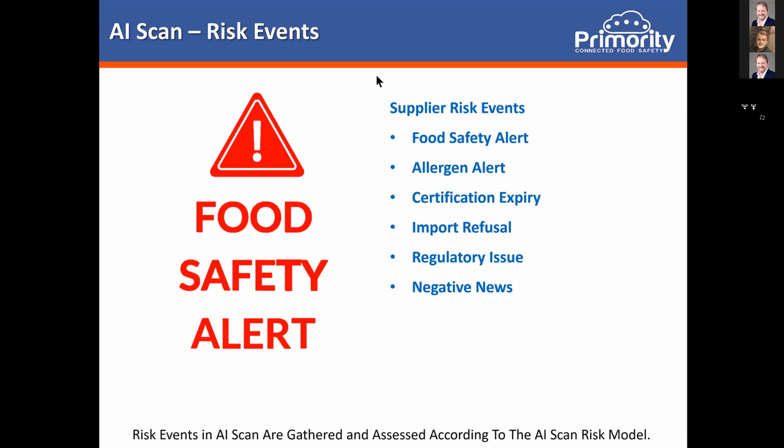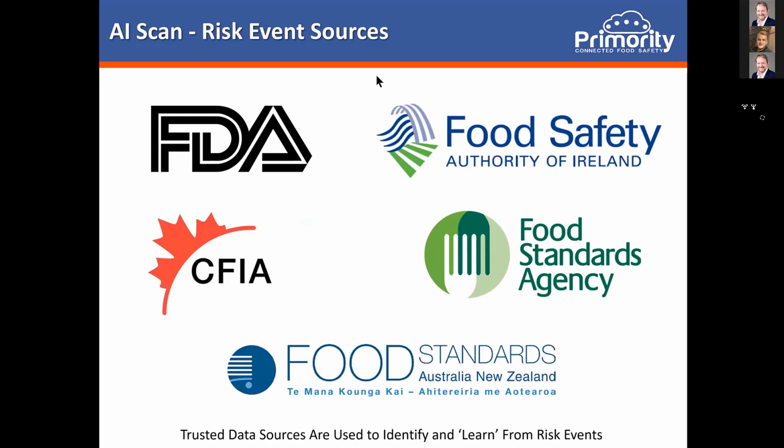So the key thing is that all of this data is gathered, and we need a consistent way of analyzing that information, and also in terms of risk, having a risk model that fits for all of our customers throughout the world. So these are some of the sources that we are using. I think everybody pretty much would agree that the FDA is a fairly big trusted source of information on compliance, as is the Food Standards Agency in the UK, Food Safety Authority of Ireland, Canadian Food Inspection Agency, and Australia and New Zealand Food Standards.